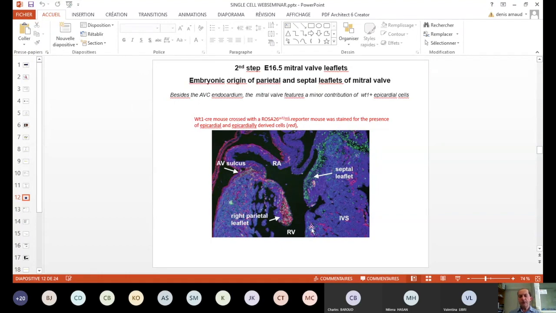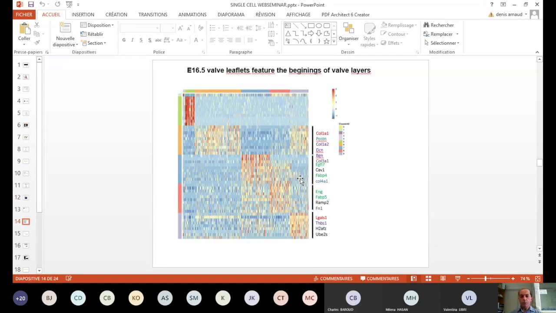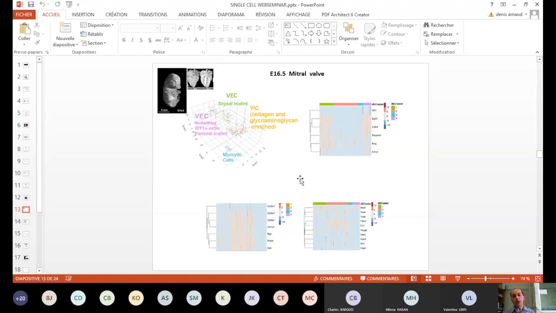And you see that indeed there are red cells here in the right parietal leaflets, but not in the septal leaflets. So indeed, the epicardium is capable of contributing to one leaflet, but not the other leaflets. And we use this in single cell analysis to be able to map and to recognize different types of cells. So these are the single cell analyses again from E16.5 mitral valve.